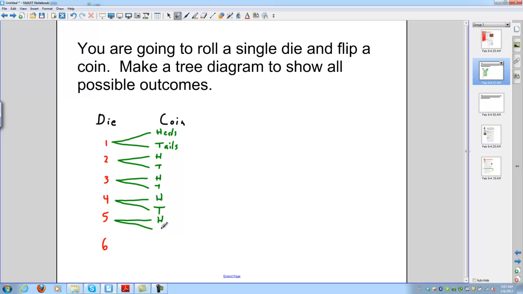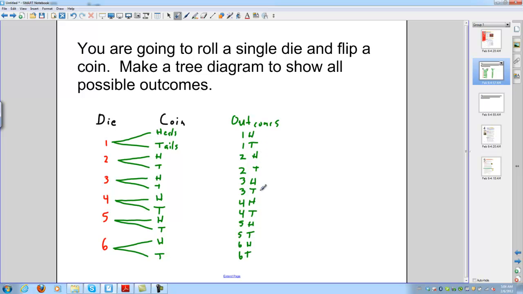And at the end, the example that the book gave listed out all the outcomes to make it a little bit easier to read. So my outcomes are a 1 heads, 1 tails, 2 heads, 2 tails, 3 heads, 3 tails, and so on. And then when we get those all listed out, then we can just count up how many there are, and that will tell us how many possible outcomes there are. So we got 1, 2, 3, 4, 5, 6, 7, 8, 9, 10, 11, 12. That's what a tree diagram does for us.